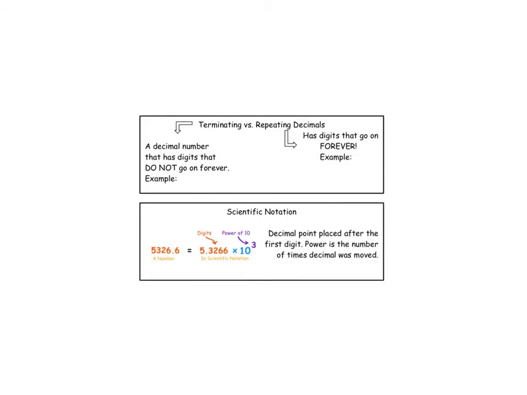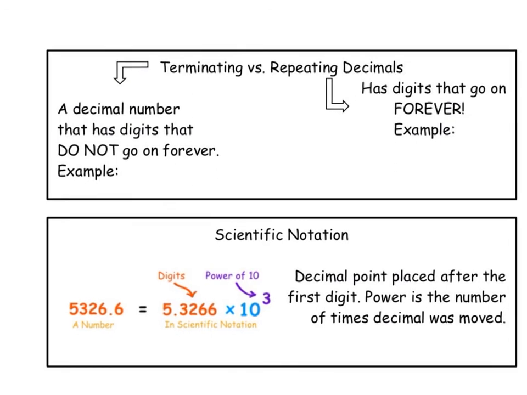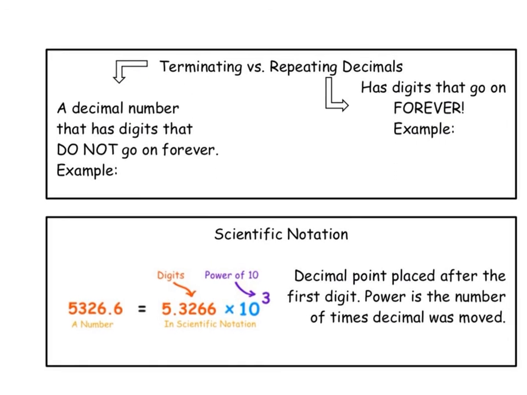Okay, last we have terminating and repeating decimals. Terminating decimals is exactly what it says. It terminates. So a decimal number that has digits that do not go on forever. So for example, 2, -2.6, 0.2145. Those are all terminating decimals because they don't go on forever. We know they don't go on forever because we don't have any dot dot dots after this.